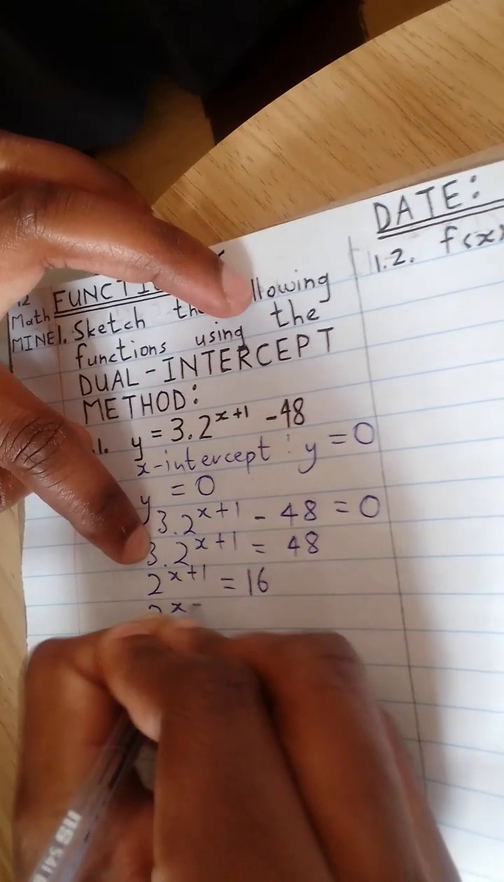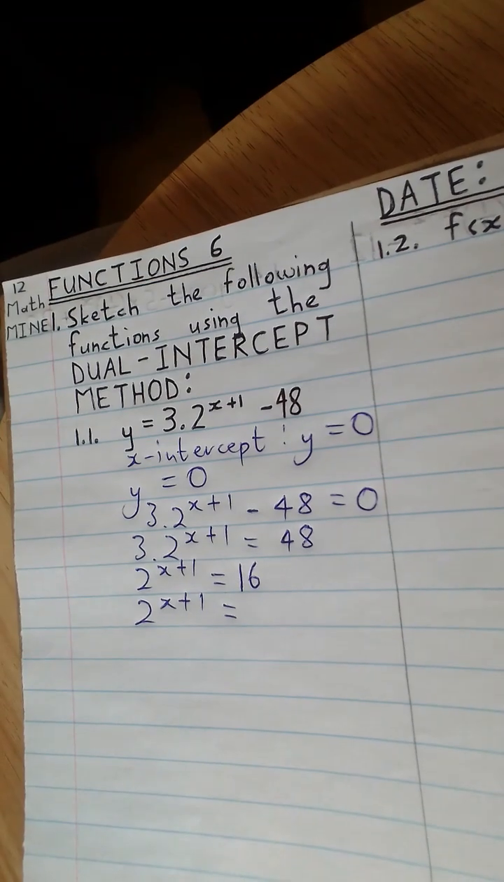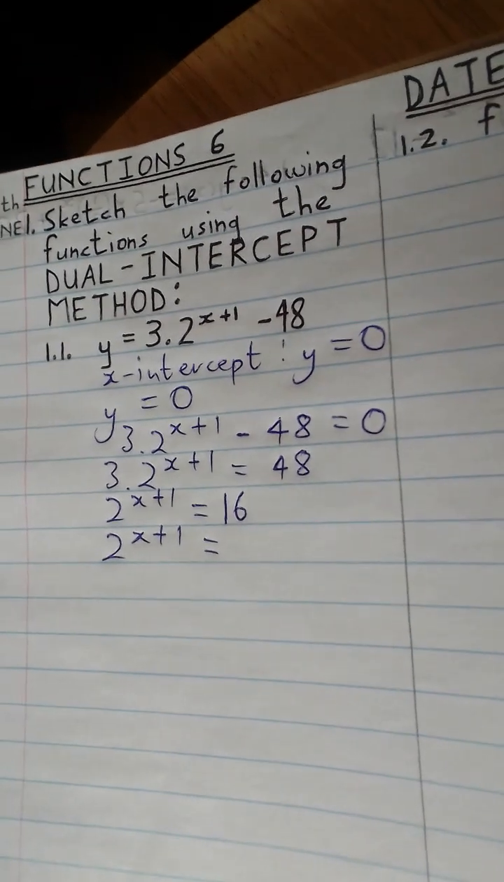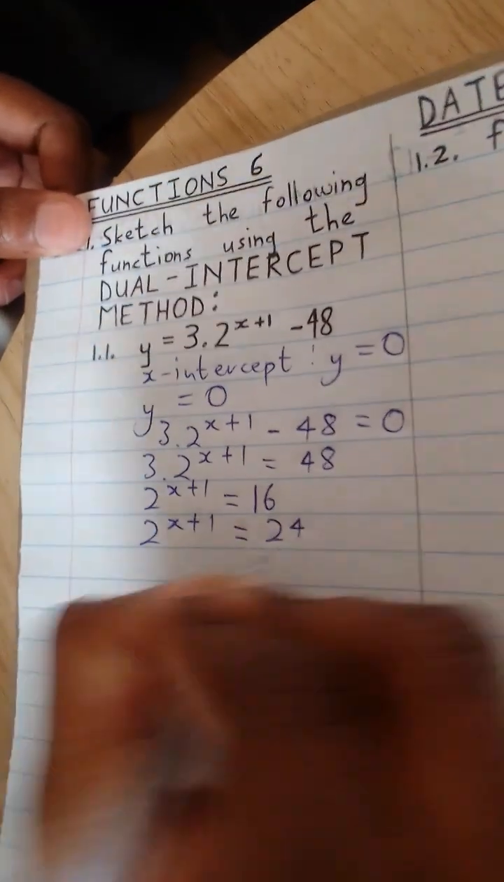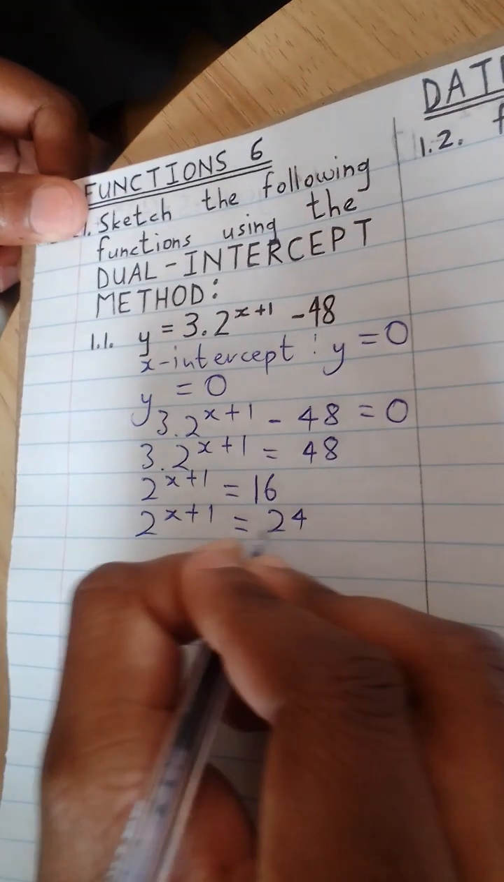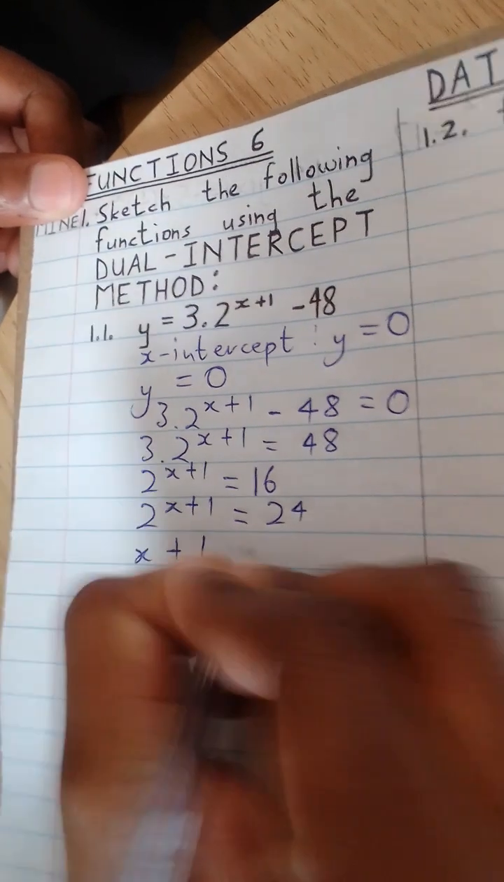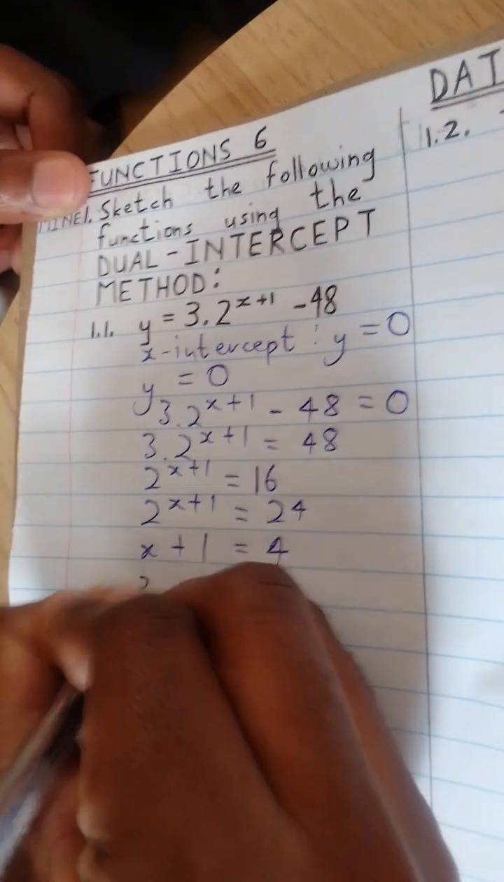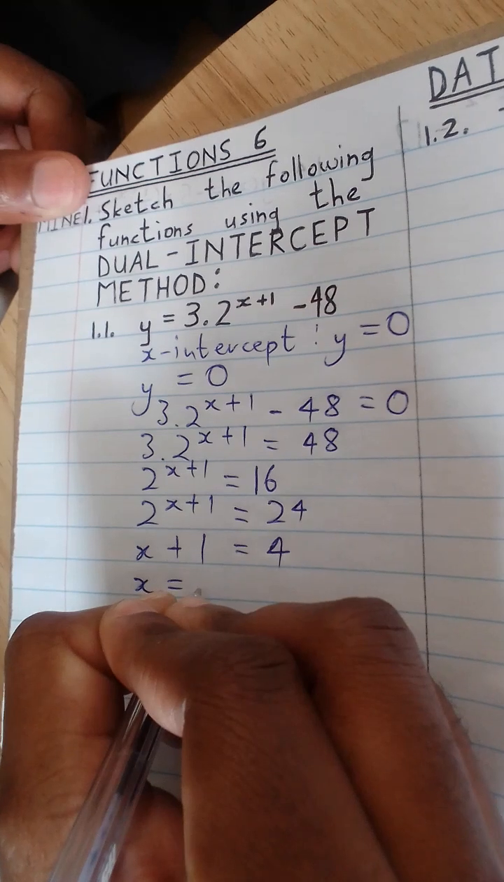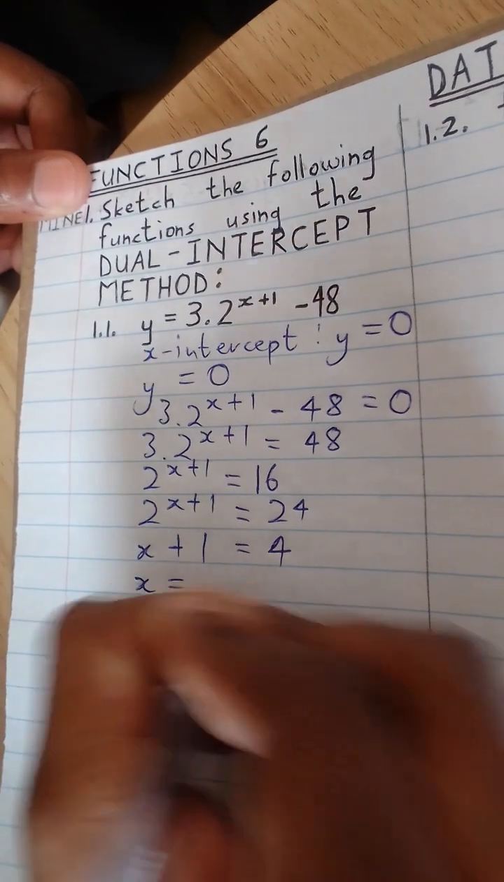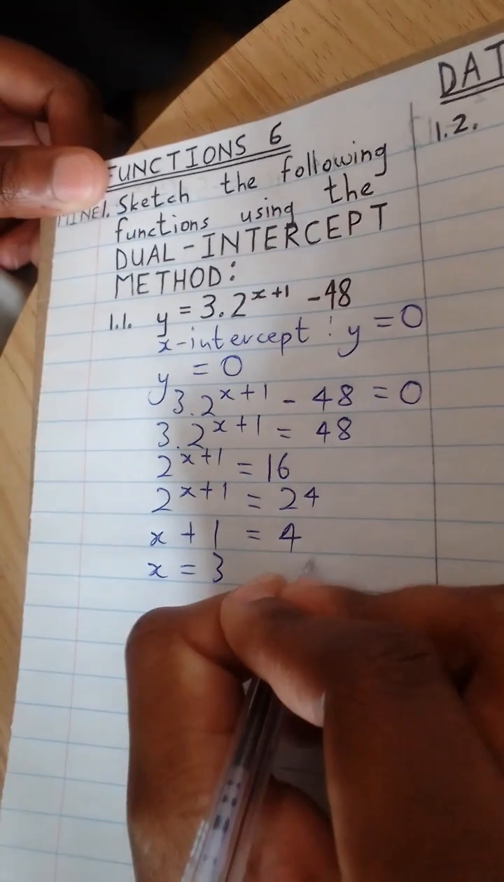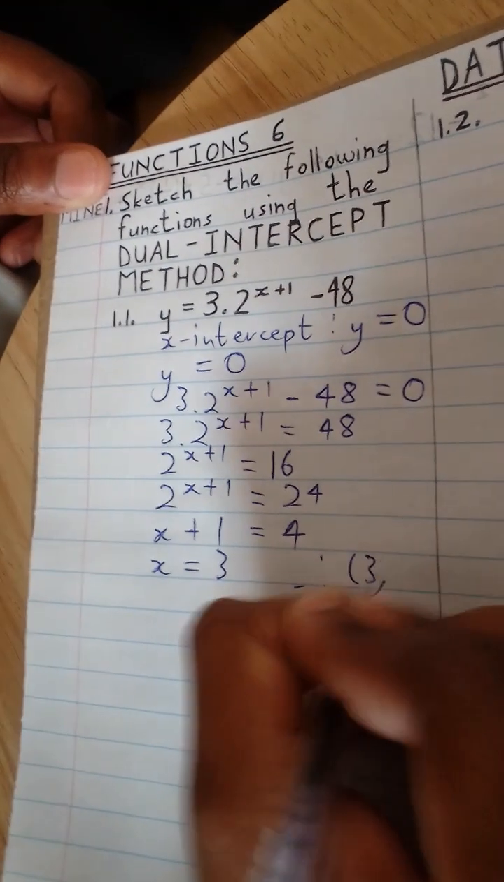2 to the power of x plus 1 is... how do you write 16 in its factorized form? It's 2 to the power of 4. So same bases, you drop them and you equate the exponents. x plus 1 is equal to 4. x is 4 minus 1. x is 3. So therefore the x-intercept is 3 and 0.